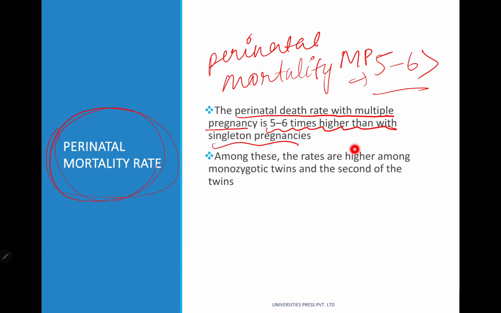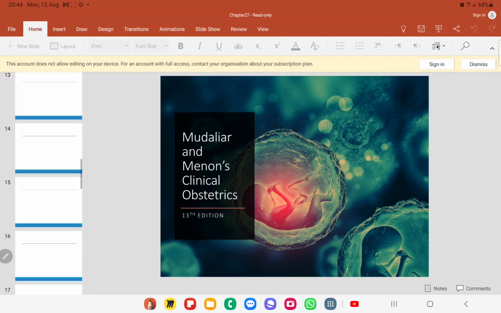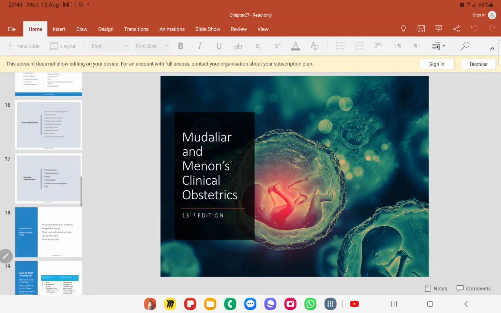Among these, the rates are higher among monozygotic twins and the second of the twins. So we have completely finished this chapter, multiple pregnancy.